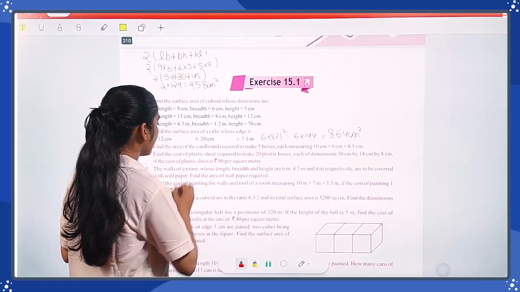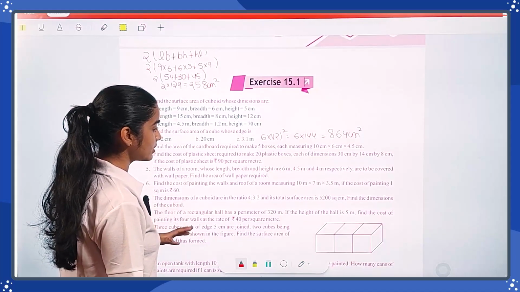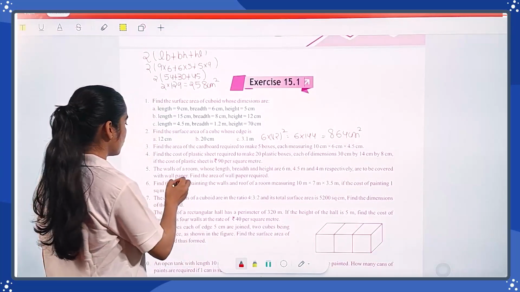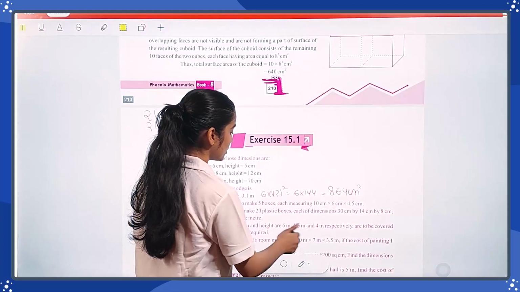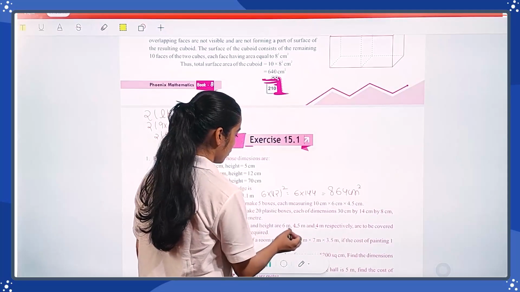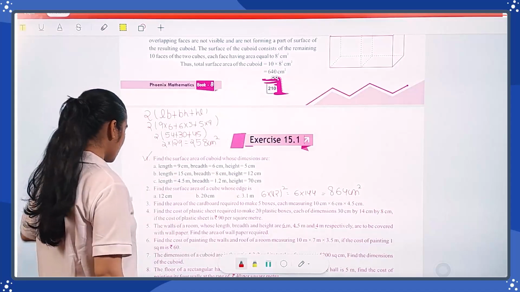Now the walls of a room whose length, breadth and height are 6 meter, 4.5 meter and 4 meter respectively are to be covered with wallpaper. Find the area of the wallpaper required. So what you have to do is put these values into your formula and you can calculate in the same way as we did question number 1.